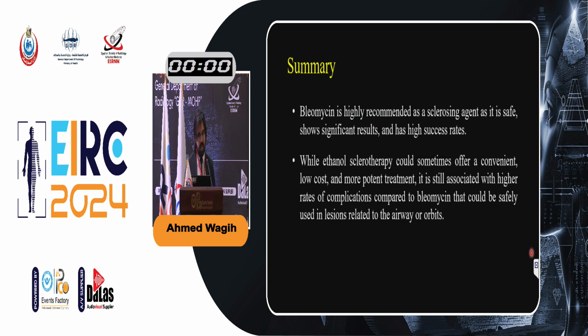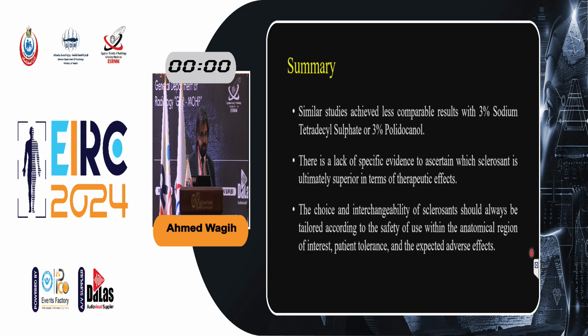Bleomycin is highly recommended as a sclerosing agent as it is safe, shows significant results, and has a high success rate. While ethanol could sometimes offer a convenient, low-cost and more potent treatment, it is still associated with higher rates of complications compared to bleomycin, which could be safely used in lesions related to the airway or the orbits. And to summarize, similar studies achieved less comparable results with 3% sodium tetradecyl sulfate or 3% polidocanol.